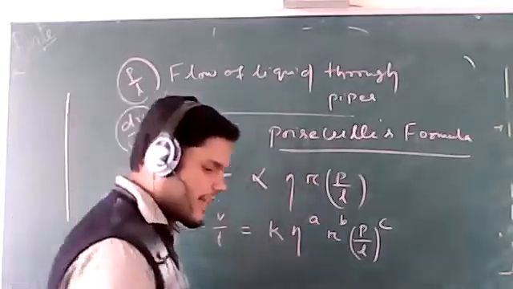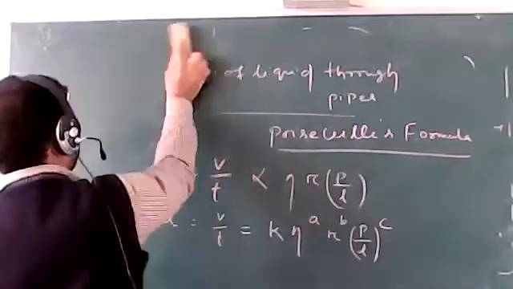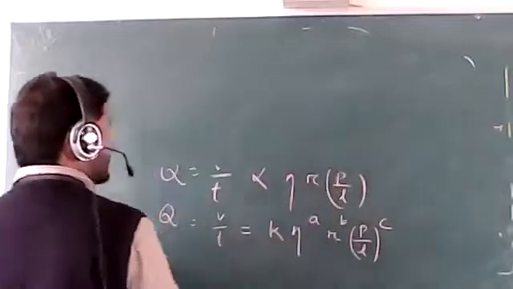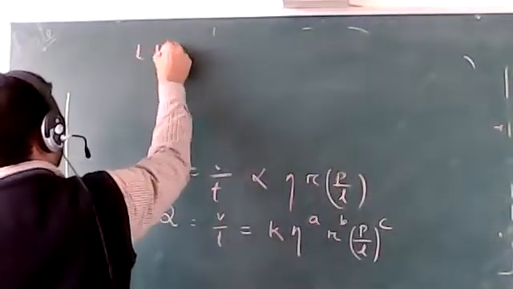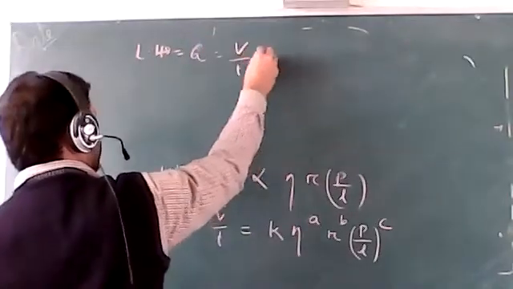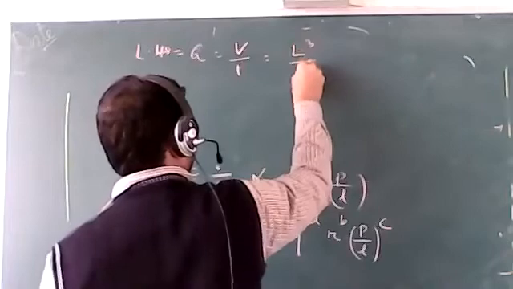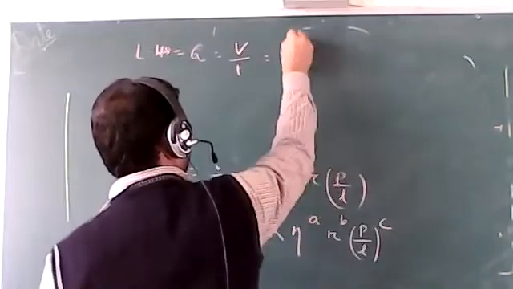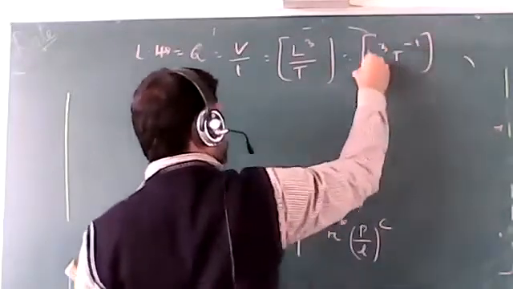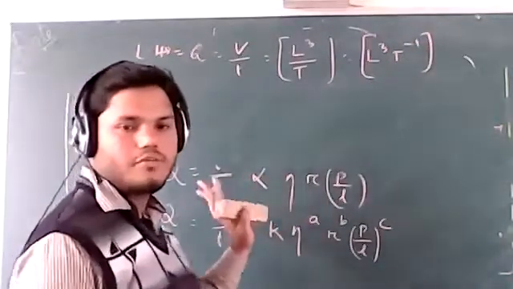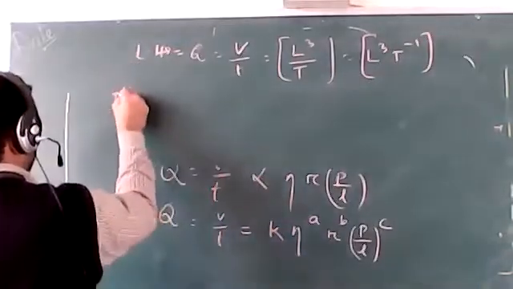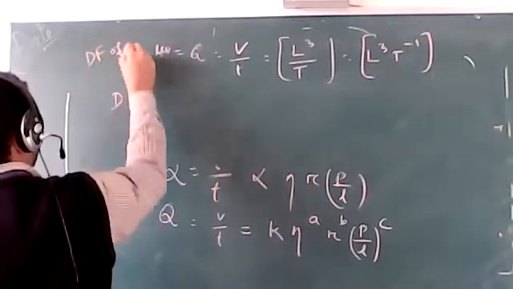So what is the dimension formula of LHS? LHS is Q equal to volume upon time. The volume is L cubed, divided by time, T. So it will be L^3 T^-1. This is the dimension formula of the left hand side. Then coming to the right hand side, what is the dimension formula of RHS?